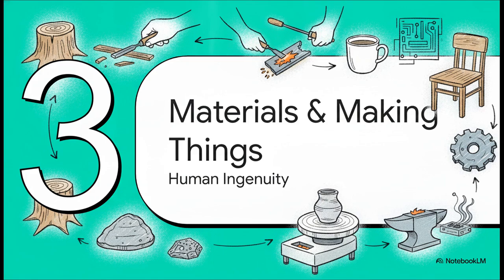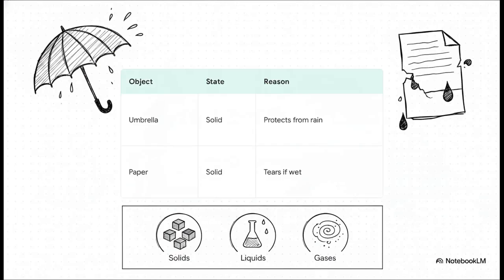Section 3: Materials and Making Things. Moving outward to our third circle, we're looking at human ingenuity, specifically how we classify everything around us into different states: solids, liquids, and gases. So think about this. Both an umbrella and a piece of paper are solid objects, right? But they interact with liquids, like rain, in totally different ways. We use a sturdy, solid umbrella specifically because it protects us from liquid rain.